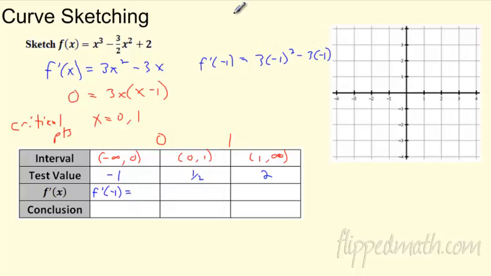And all I'm really concerned about is the sign. So this is really going to be 3 plus 3. It's 6. But what do I care about? That is a positive. So what do I get from a positive derivative? So important here. My conclusion is that the function is increasing. It is going uphill. Excellent.